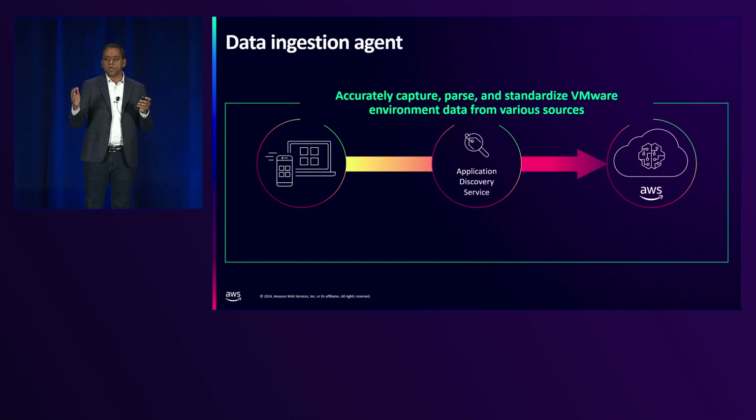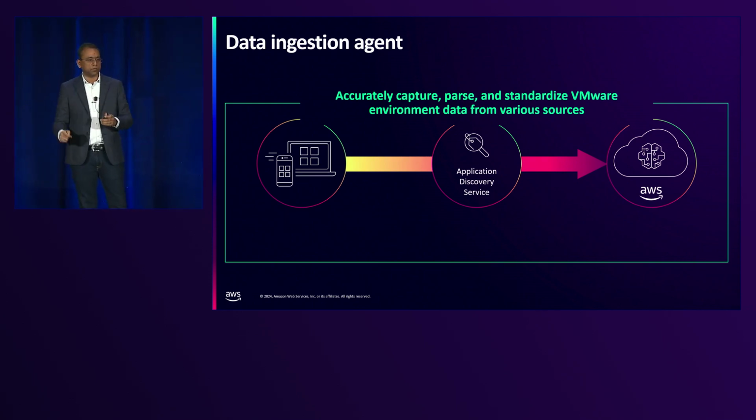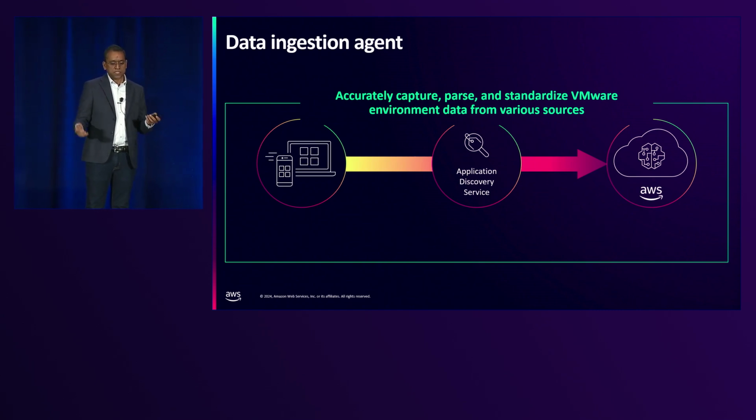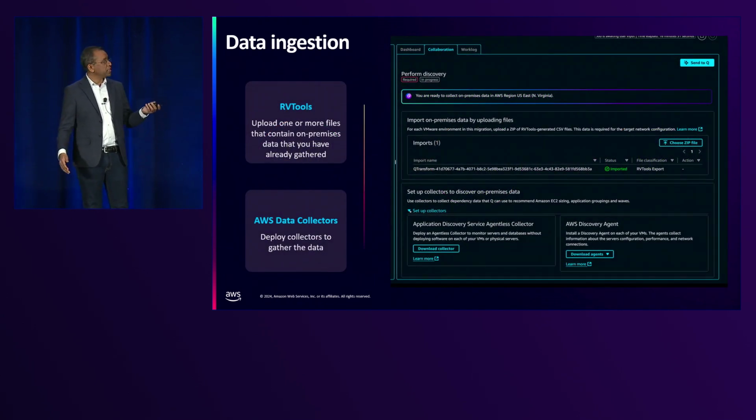So, Q allows you to bring that data and then parse it and standardize it in a way that the subsequent agents will be able to use that information, and you do not have to do that task again and again. So, that is the important part. It also provides you flexibility.